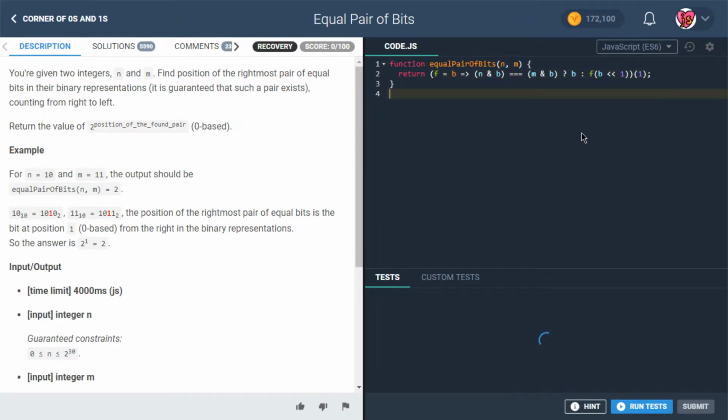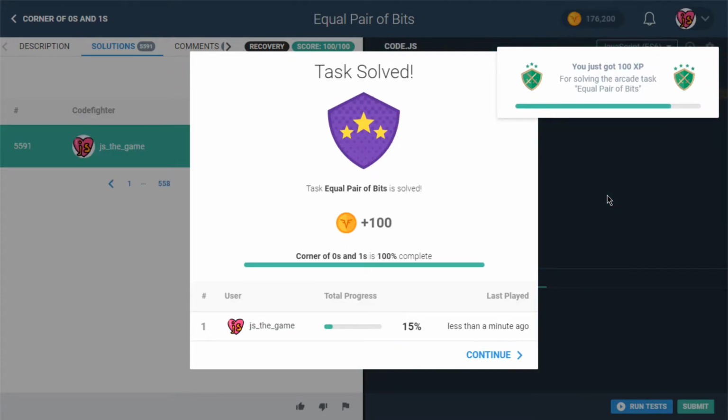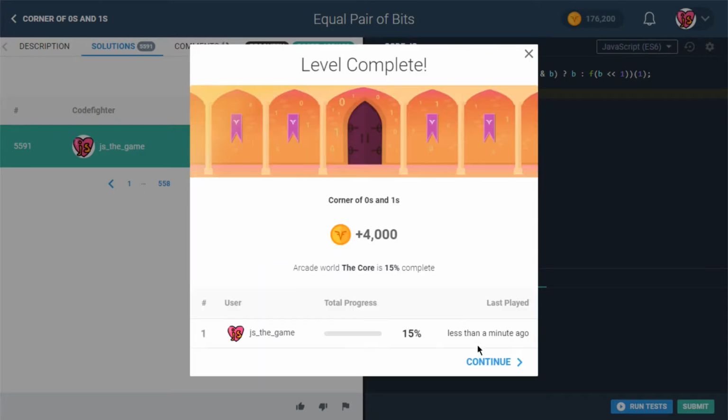Okay, so did that pass all the hiddens? I can't remember. Yeah, okay, so we've tried it now, and it is passing the hiddens. And hey, look at this. 100% complete, the corner zeros and ones. Ooh, what do we get?